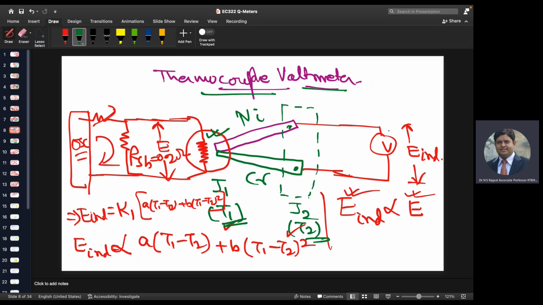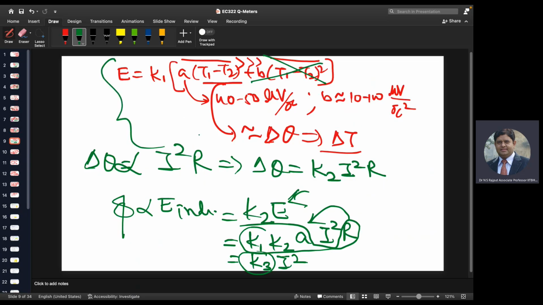So E induced is now measured through an electronic voltmeter, because otherwise measuring the voltage drop across this resistance will be very difficult. So we use a thermocouple voltmeter which will generate EMF, and this EMF is electronically measured, which is actually equal to the applied voltage, right? So E induced is proportional to constant A into T1 minus T2 plus constant B, T1 minus T2 square, right? So there is some proportionality constant, so you can check it in the book, right?